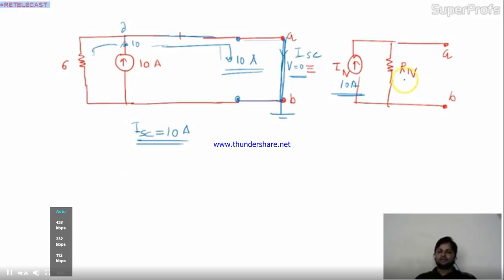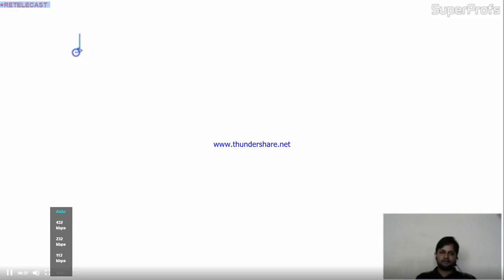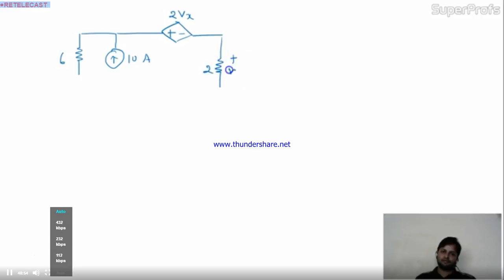Now you have to calculate the Rn. Okay, so again I'll read out the circuit. The given circuit is 6, 10 ampere, dependent source 2Vx, here 2, we'll use Vx over here. Here we go with terminals A and B.